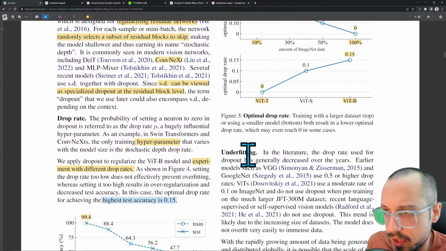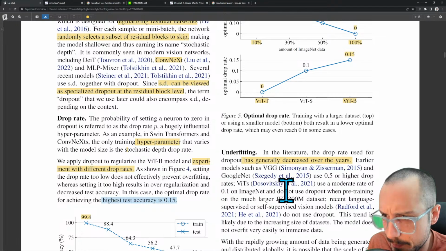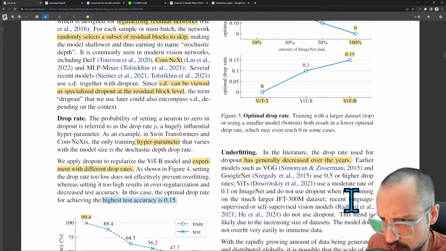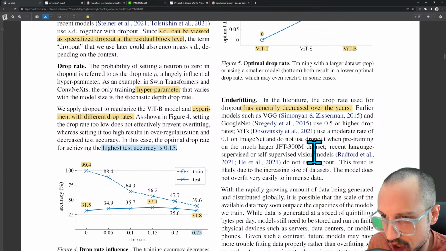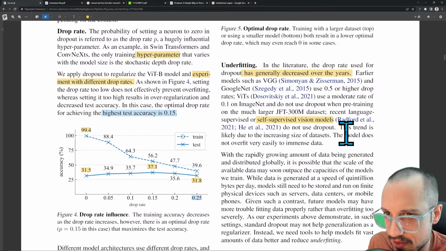In the literature, the drop rate used for dropout has generally decreased over years. Earlier models such as VGG and GoogleNet had very high drop rates of 0.5. ViTs use a moderate rate of 0.1. Recently, large language models and self-supervised vision models, so this is going to be CLIP, I think CLIP is maybe the main one, do not use dropout. This trend is likely due to the increasing size of data sets. Models do not overfit easily to very immense data.